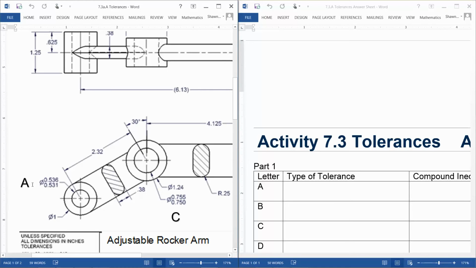But the first one here is A. So our first thing is, what type of tolerance is it? Well, it is a limit tolerance. So I'm simply going to type limit in there.